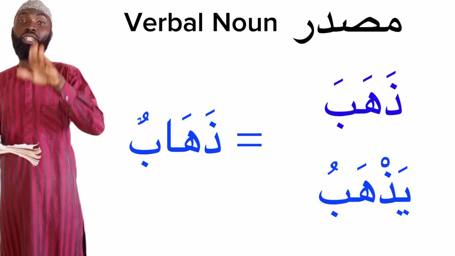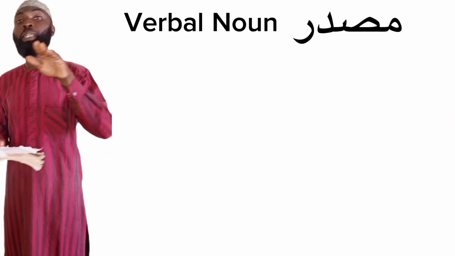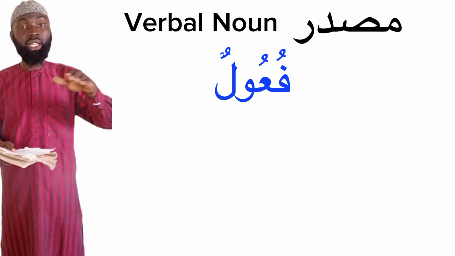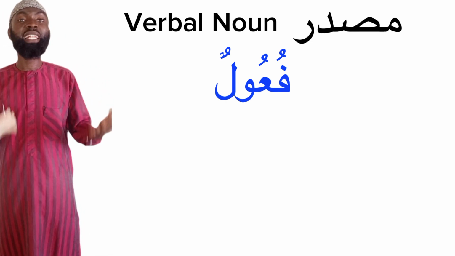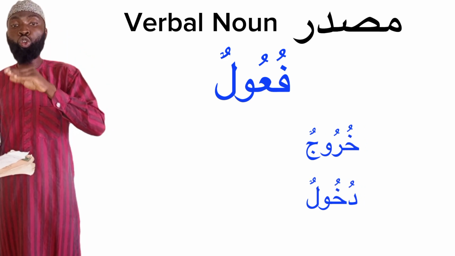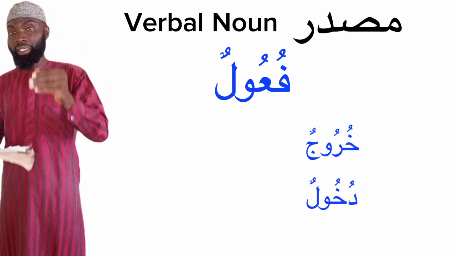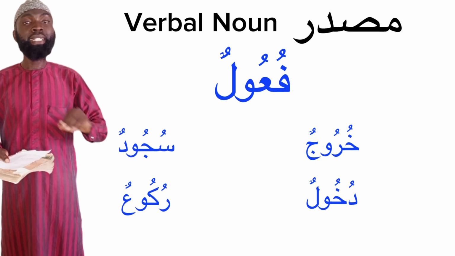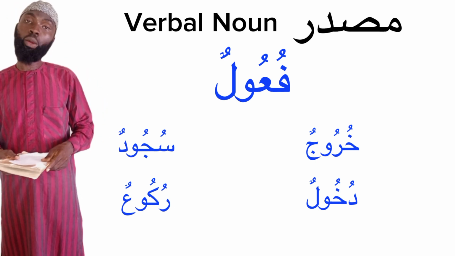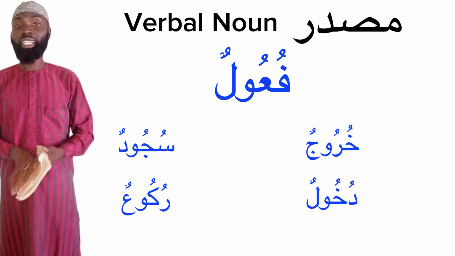In this lesson, we'll be treating one pattern of these nouns, which is the pattern of fu'ulun. And under this pattern, we have different words which come under this pattern. One word we have is khurujun, which means going out. Dukhulun, which means entry. Sujudun, which means prostrating. Rukuu'un, which means bowing. Now let's move on to the lesson proper.